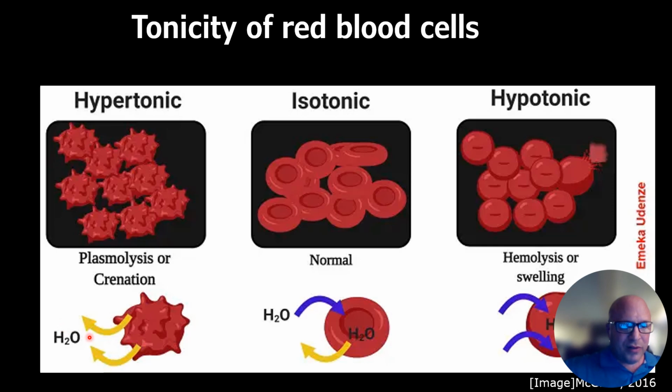The water is coming out, which is causing it to crenate, which is causing it to shrink. This is the isotonic, where it's got a state of equilibrium for the water that's going inside the cell and the water that's going outside the cell. And then this is the hemolysis, where it's being broken, and the fluid is going into the cell, which is causing swelling.